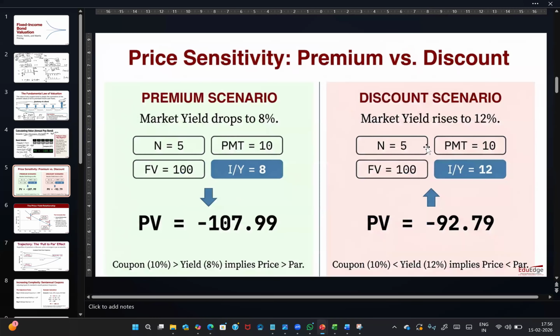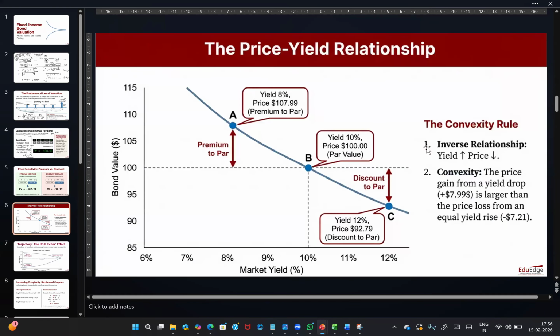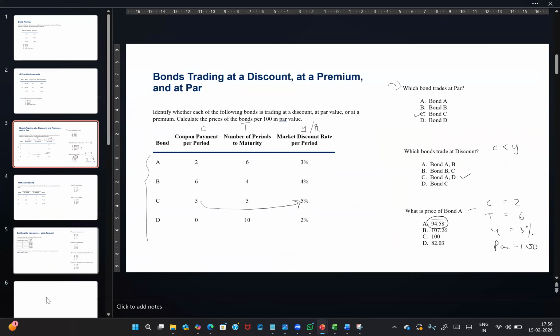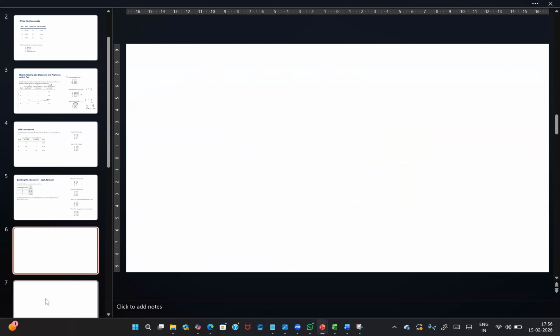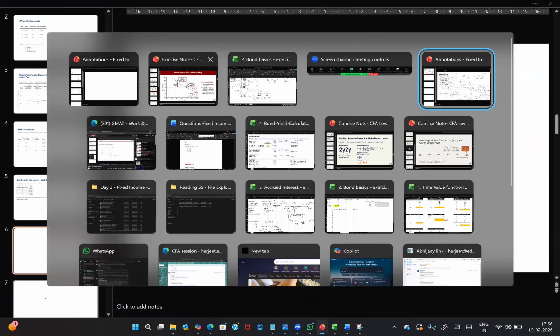Let's go to the slides. So we are done with this. We are done with price sensitivity, premium versus discount. We are done with this price yield relationship. It's an inverse relationship. Also, we also say that the bond instruments are convex in nature, and I will just explain why we say that, and that's important because in the next session when we talk about bond price sensitivity in terms of duration and convexity, we will revisit this concept.